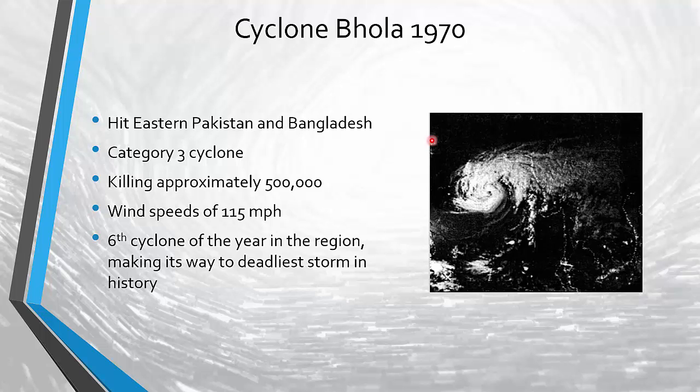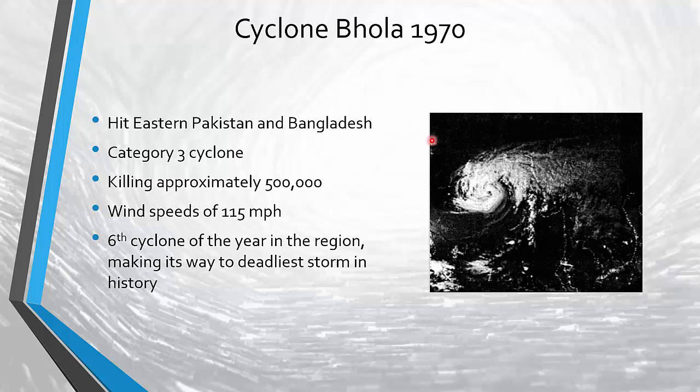Although Typhoon Haiyan and Cyclone Nargis were known to be very dangerous, in 1970, Cyclone Bola made landfall in eastern Pakistan and Bangladesh. It was categorized as a Category 3, killing approximately 500,000 people. Winds were measured to be 115 miles per hour, and this was the 6th cyclone of the year within that region, and it made its way to being the deadliest storm in history. However, it was not the strongest.